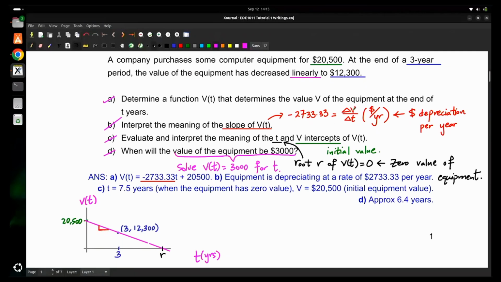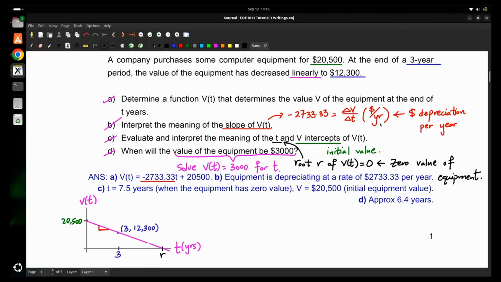So therefore, this must be what? Dollar per year. Why? Because your value is in dollars, so change in value is still dollars. Then your t is in years, so change of t is still in years. So in this case, you are having dollar per year. Dollar per year really refers to the depreciation, the dollar depreciation per year. So that's what the minus 2733 actually means. And it's a negative value because it's depreciating.